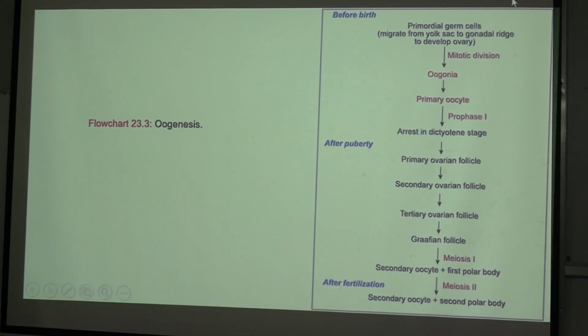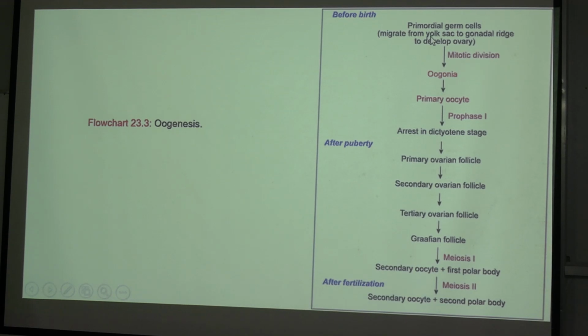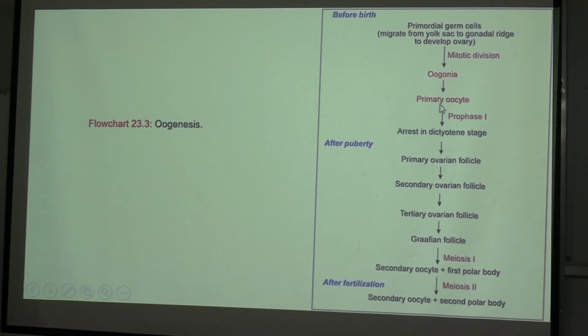Now, once this particular germ cell reaches the gonad or primordial gonad, based on the X chromosome, it transforms into an ovary, and these germ cells go through mitotic divisions, which leads to the formation of oogonia from the primordial germ cells, and then it goes to the next stage, which we call the primary oocyte.